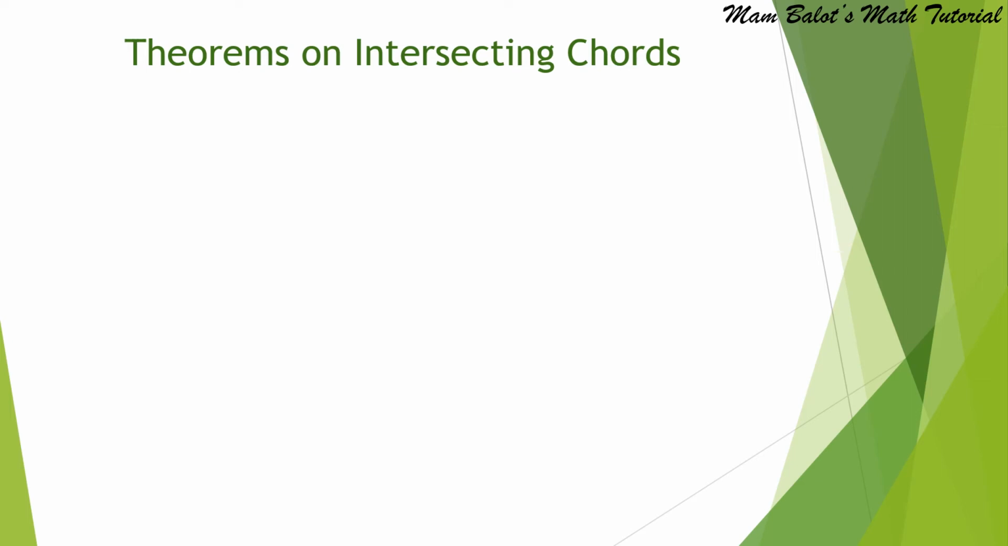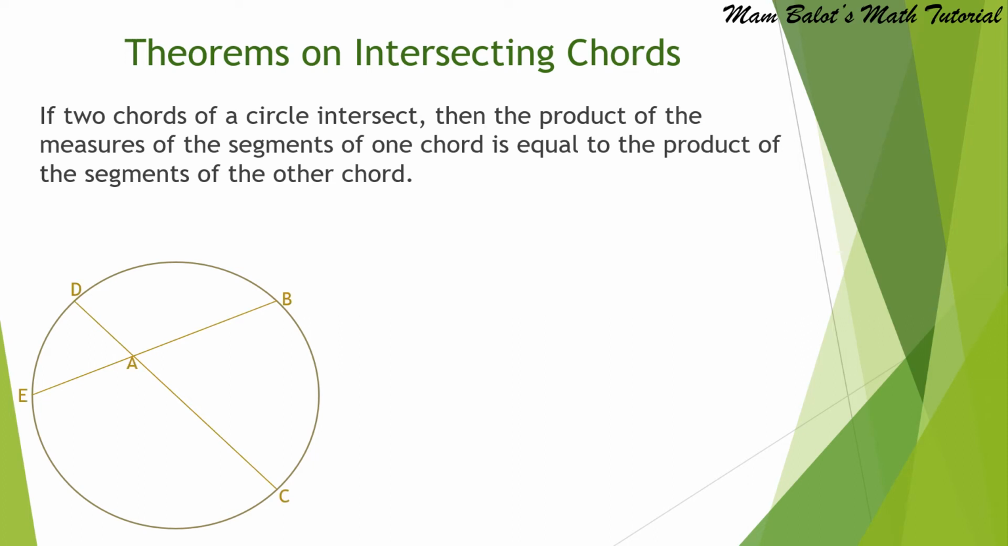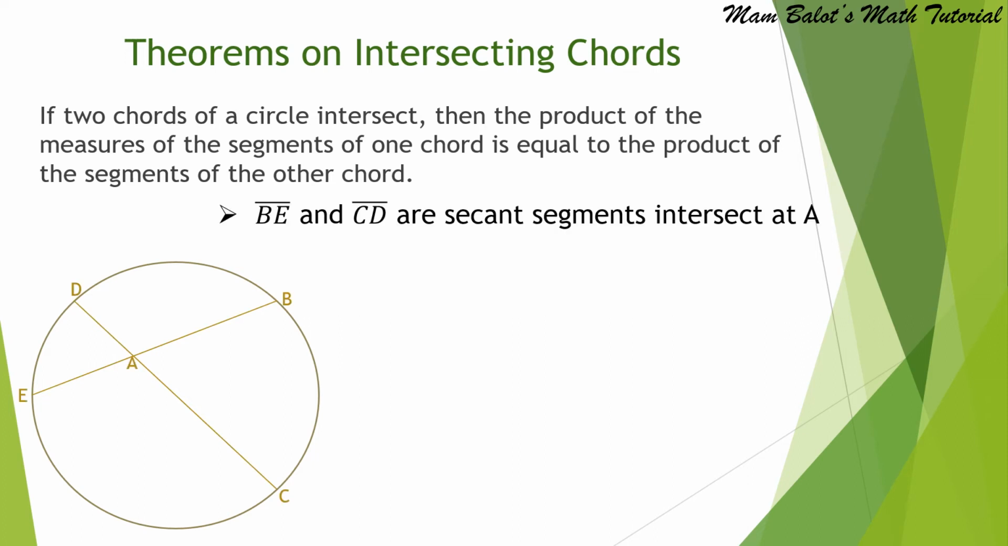Now let us have the theorem on intersecting chords, which states that if two chords of a circle intersect, then the product of the measures of the segments of one chord is equal to the product of the segments of the other chord. So if we have this circle and we have two chords with the corresponding points, then line BE and line CD are chords that intersect at point A. So from the theorem, we can say that the measures of DA times AC is equal to EA times AB.